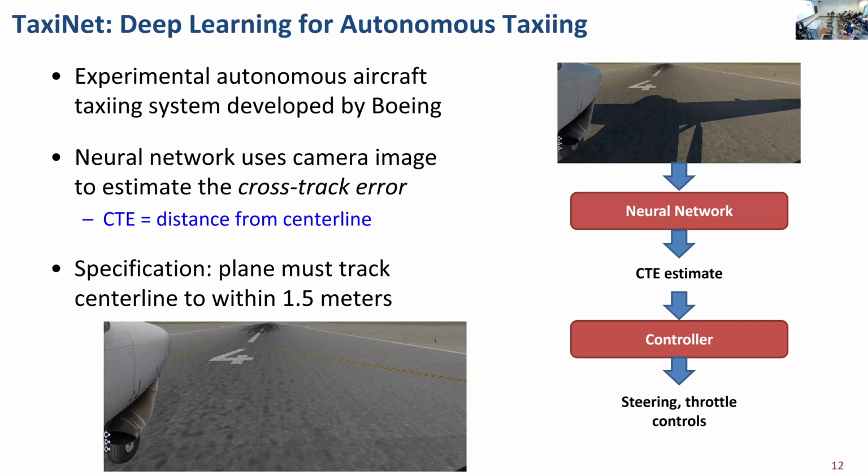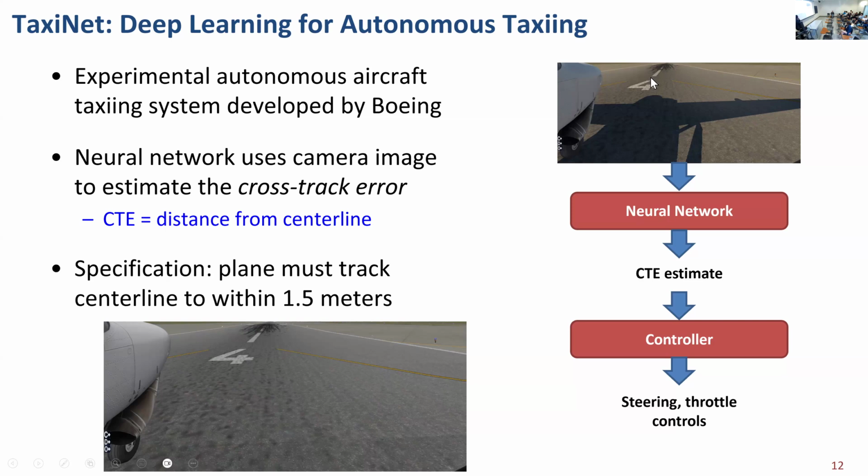So what does this do? The setup is that there is a plane that you can see the nose of here, and on the right wing of the plane there's a camera mounted, and this image is taken from that camera. These images go into a neural network, which is just doing a perception task. The job of the neural network is to estimate what's called the cross-track error, or the CTE, which is basically the deviation of the nose of the plane from the center line that you see here on the runway.